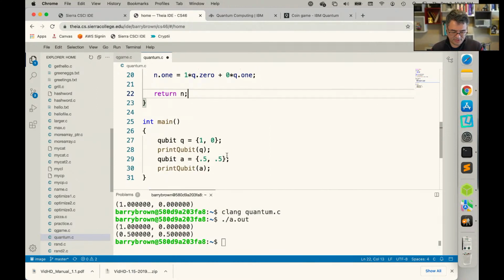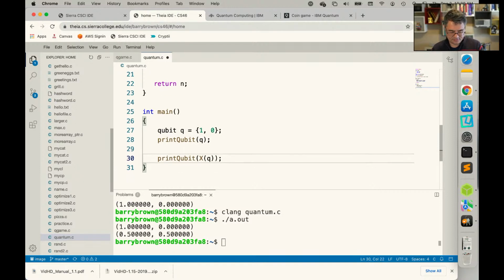And then down in our main, we'll say print qubit x, and then we'll pass in q. So when we print out the qubit, we start with 1, 0, and after we apply the x operation, we get 0, 1.